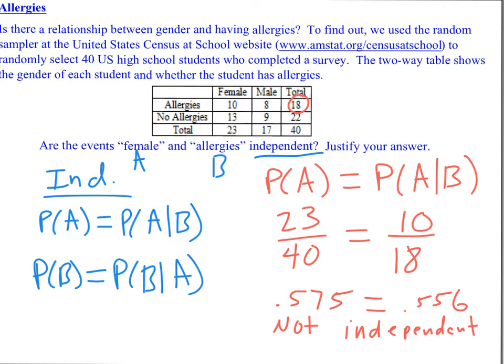57% chance that we were to pick a female, but once we knew the student had allergies, the odds it was a female student went down slightly. Basically meaning that under the condition, the odds you were going to pick a female were reduced. Just a little bit, they were reduced.